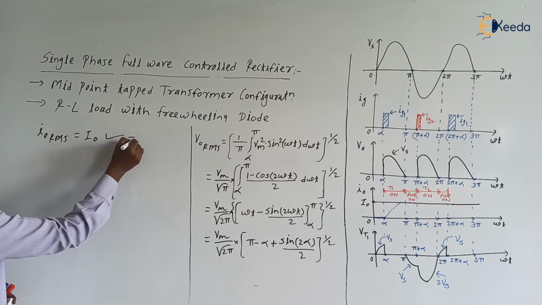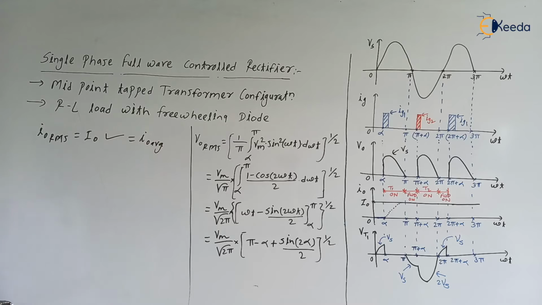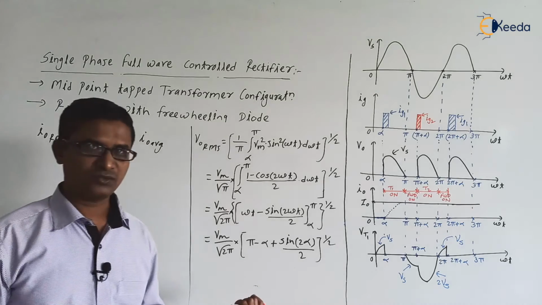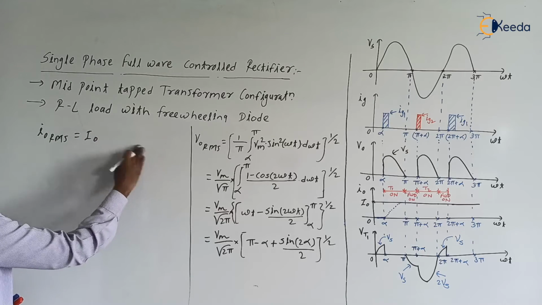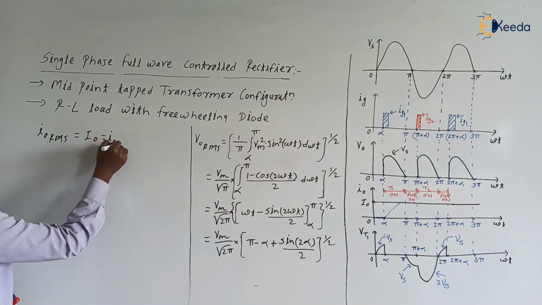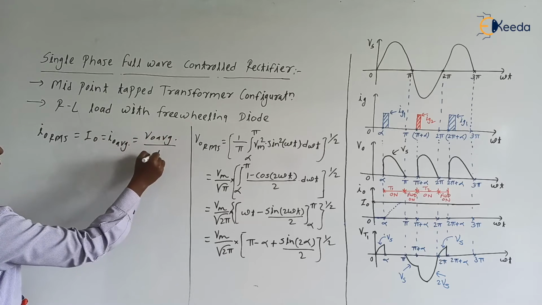Okay, which is same as that of I0 average. I0 average is also same. And again I0 average is equal to V0 average by R. So next, we can write it like this, I0 average which is equal to V0 average by R, right?